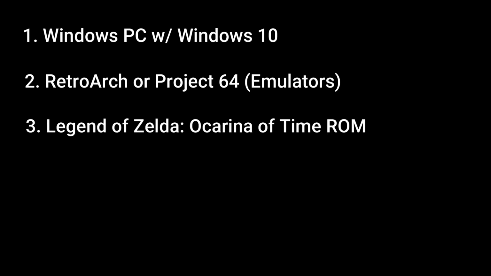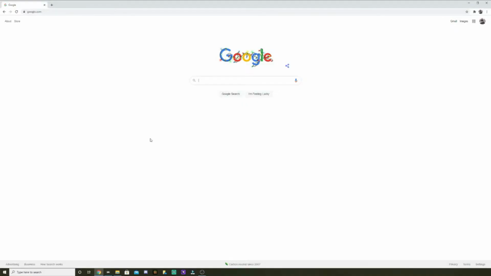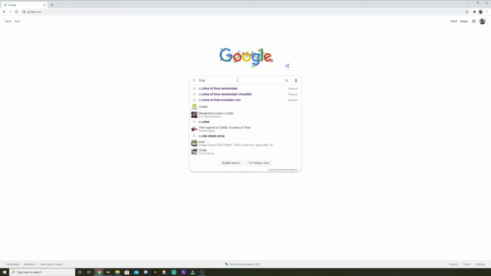Then you would need a Legend of Zelda Ocarina of Time ROM, and I'll go over how to find each one of these, so don't worry. You'll need a controller that plugs in with USB. I recommend an Xbox controller, just because it's the easiest to get and it's really cheap. And two, because it works really well with the input layouts of RetroArch, which I'll show you in a second. And the last thing that you need is patience. Hopefully you don't need too much patience, or you don't really need to troubleshoot too much, but it can get quite frustrating sometimes.